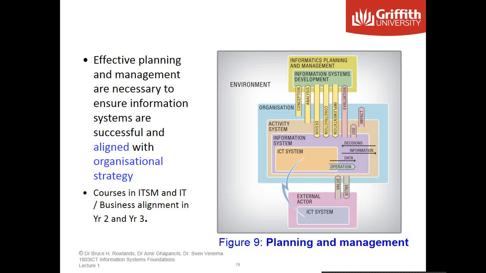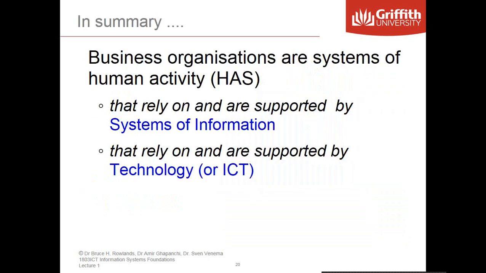So planning and management are necessary to ensure that the information systems are successfully aligned with the strategy of the organization. And there are some courses in second and third year, and in the master stream as well, which focus on those things. Are they really important? Yes. Right? You want to make sure you get these things right, because these projects are big and complex and expensive. So business organizations are systems of human activity. They rely on, are supported by systems of information, and they rely on and are supported by technology.